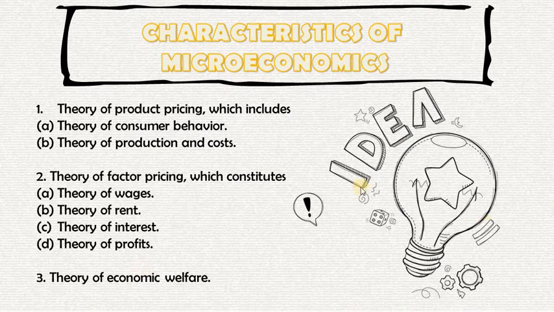Okay? So, ano po yung tatlo na yan? So, the theory of price, product pricing, and also the factors of pricing. And the last is economic welfare. So, let's discuss one by one. Okay. So, in theory of product pricing, which includes the theory of consumer behavior and the production and cost.